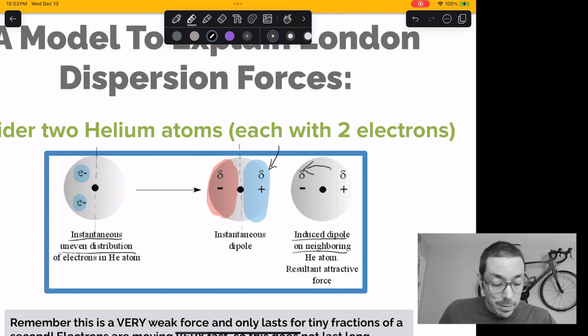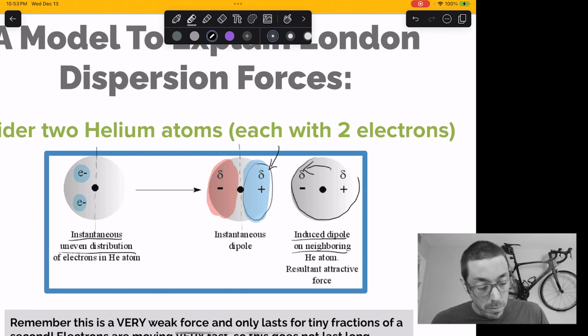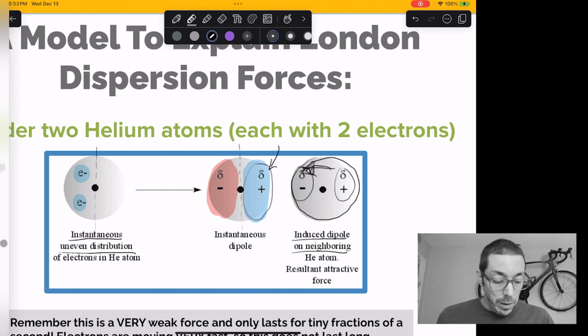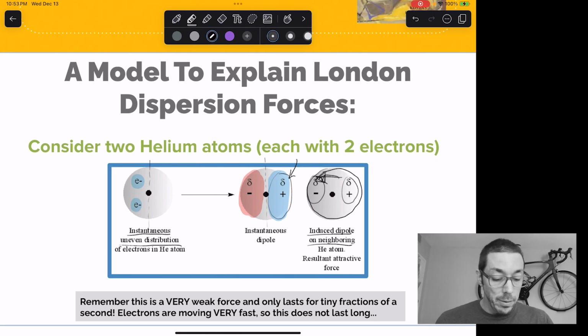So because at that instant the right side is a little positive, it can actually draw the electrons in this helium atom to move over to the left side, causing the left side to be slightly negative and thus the right side slightly positive. And so these are super, super weak forces and also very quick. They're over in like less than a millionth of a second. But that is the concept of a London dispersion force.